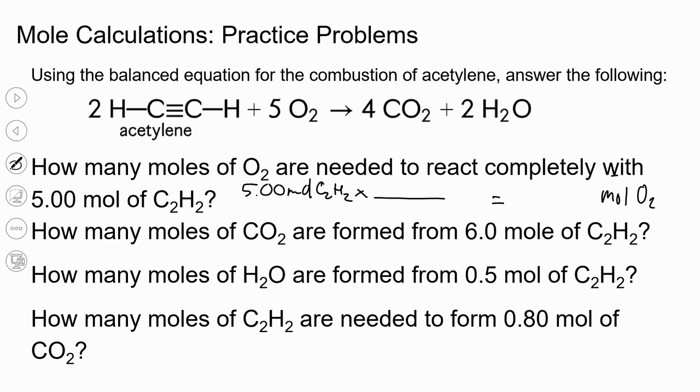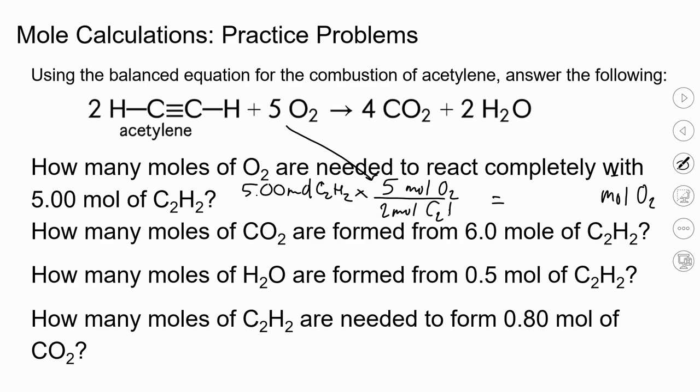5, good, so we need to end up with moles of O2, so this 5 comes from here. 5 moles of O2 for 2 moles of acetylene, which is C2H2. So then I'm going to check my units. Moles of C2H2 cancels, and then we end up with moles of O2.